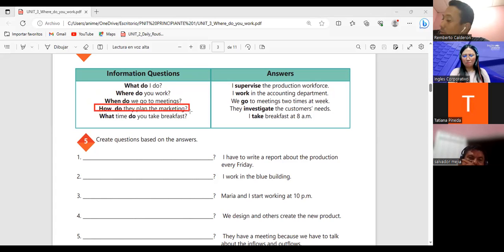How? How do they plan the marketing? Se refiere a el área de mercadeo. ¿Cómo lo hacen? How do they plan the marketing? Y recuerden, how nos preguntaba sobre el proceso. ¿Cómo hacen la planificación de mercadeo y marketing? ¿Quiénes? Los del departamento. What time do you take breakfast? What time do you take? O podemos decir, what time do you have breakfast? Que trata de averiguar una hora en específico. Yes? So, vámonos con la primera.